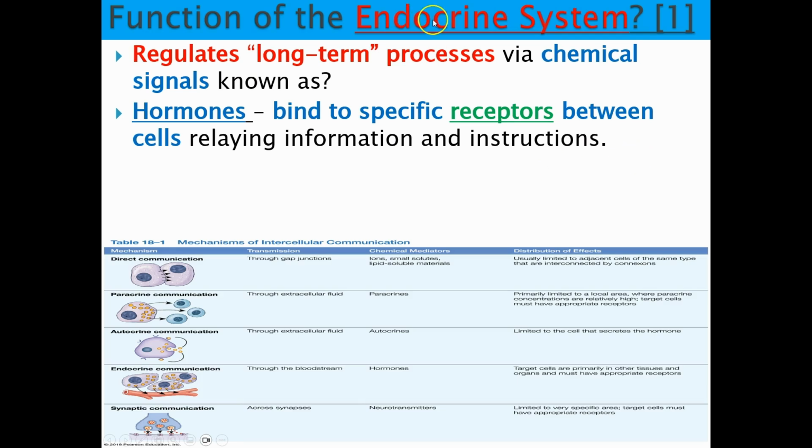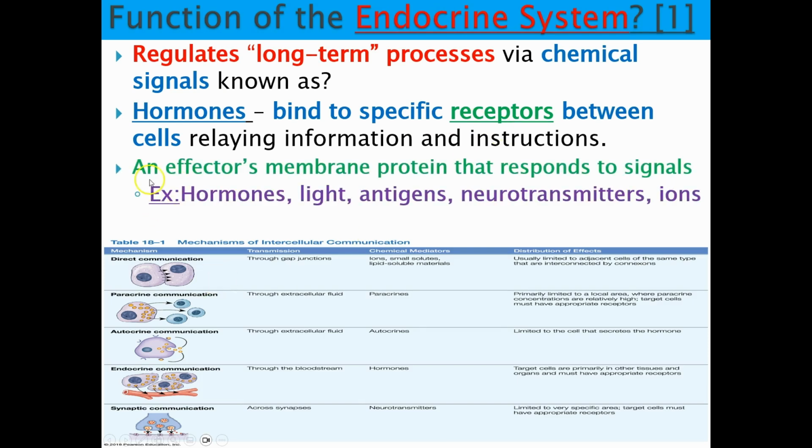All right. So endocrine system, long-term process by making use of hormones. What are hormones? Hormones are chemicals that bind to receptors that eventually lead to some sort of change. All right, so receptor, it's an effector. The effector is going to be, we go back to homeostasis. Homeostasis involves 1, a receptor, 2, a command center, and 3, an effector.